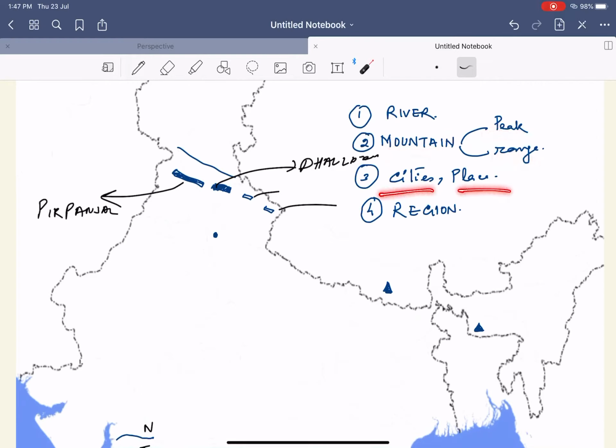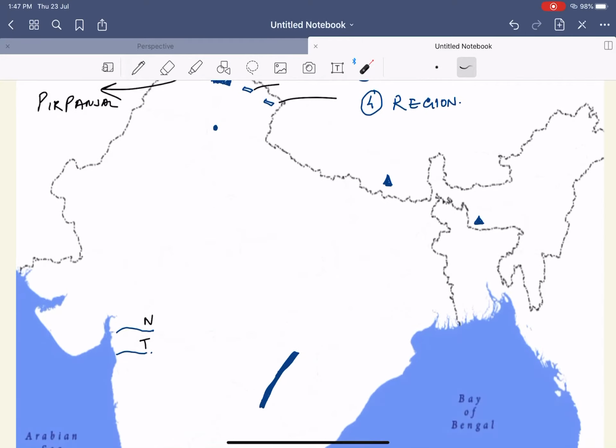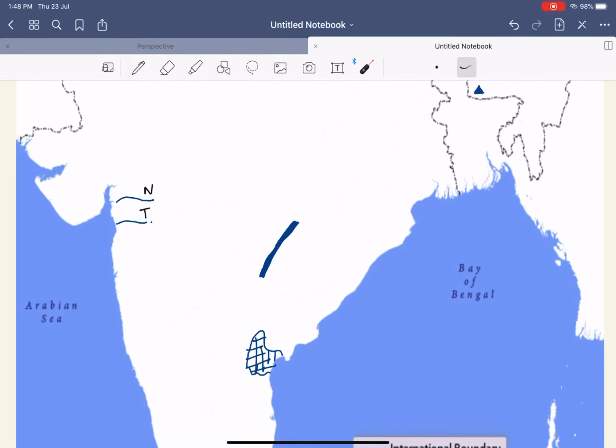Now with respect to cities and places, we can simply represent them with a dot. This is more than enough. In case it is a lake, again a dot is more than enough. Now the challenge is with respect to region. But prior to region, just look into this.